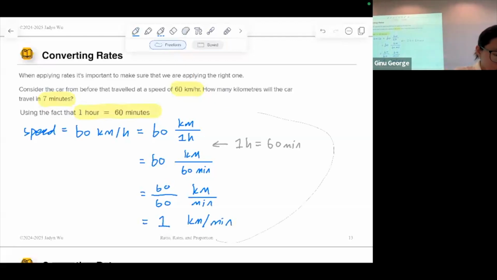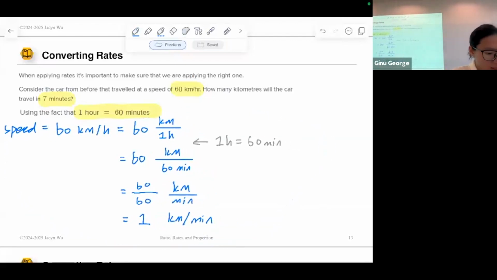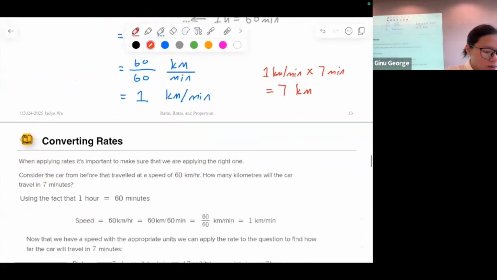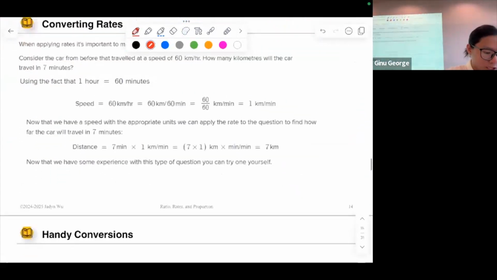And now I can simply use this new rate or new speed to calculate the distance. So I can know that's 1 kilometer per minute times the 7 minutes will be 7 kilometers, which is the distance traveled for the car. Any questions about the calculations here? Oh, good. Okay.